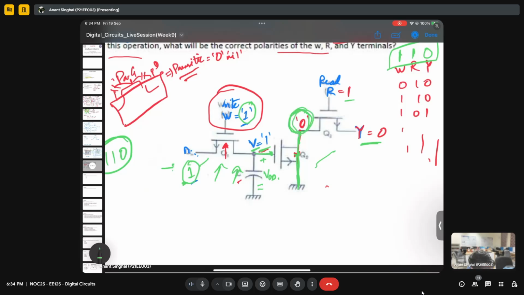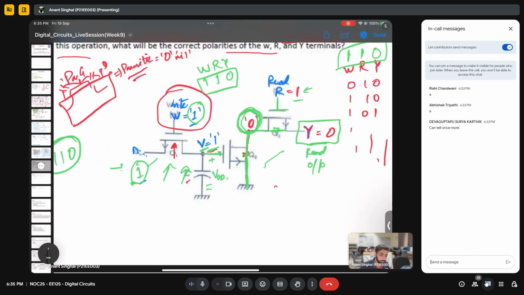Now to read this ground, we need to make the read bit 1. We need to give something to the gate to turn the transistor on, and once we turn it on, it will act like a short circuit and your output is 0, which is now the read output. So the answer, the question was asking W or Y. W was 1, R was 1, and Y was 0.